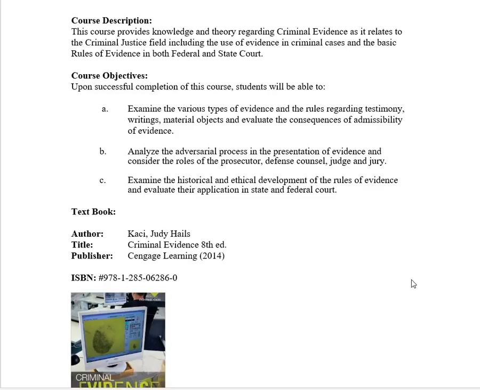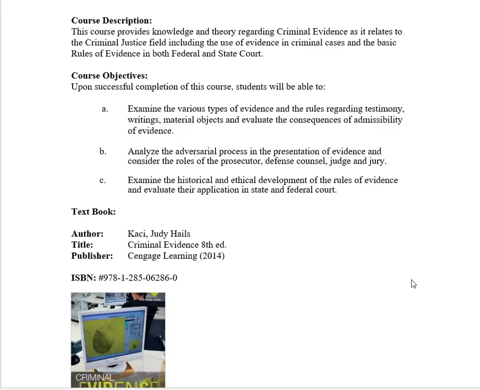And we're going to learn all about that stuff and how that might impact you as a law enforcement officer. So a lot of information that we're going to take in this semester, and we hope that at minimum, when you're all done with the class, you will be able to examine various types of evidence and the rules regarding things like testimony, meaning, can anybody testify at any time and the jury has to accept the testimony? Or writings like letters or material objects.